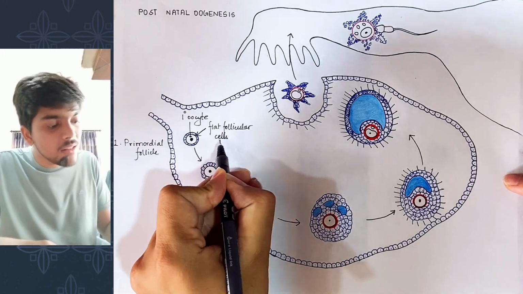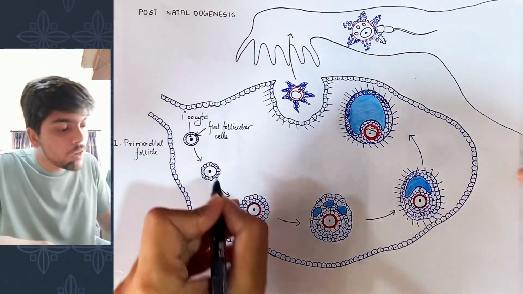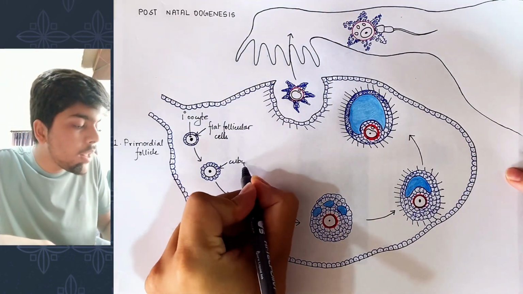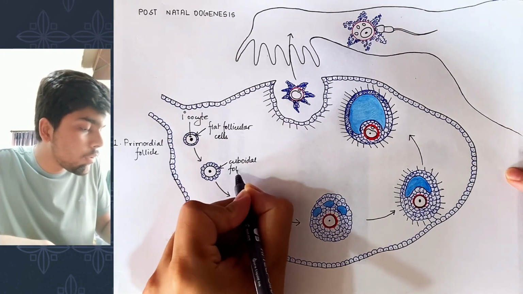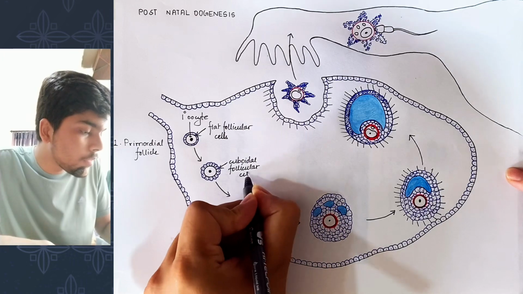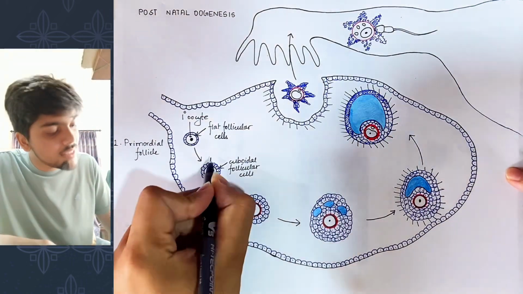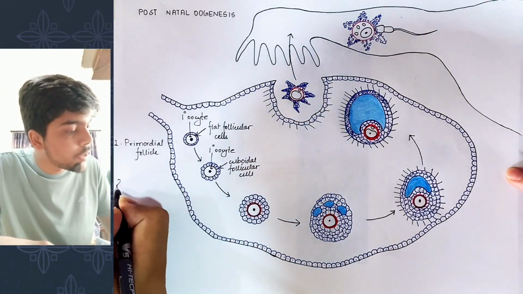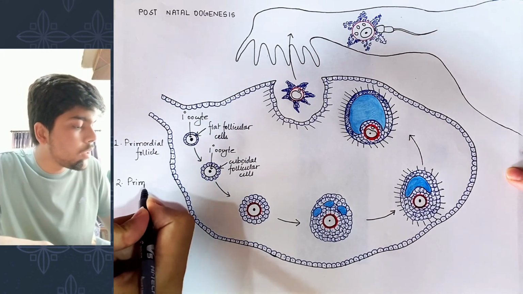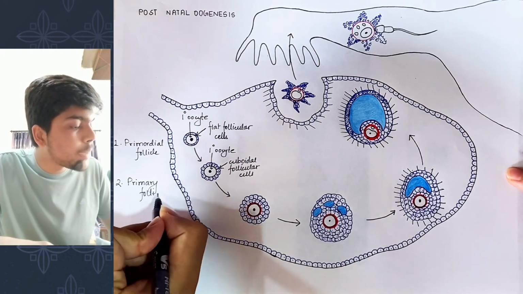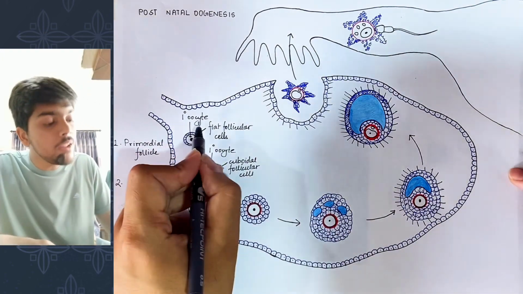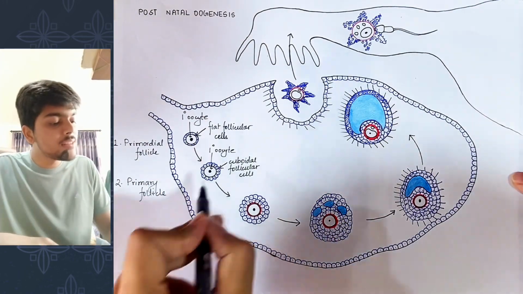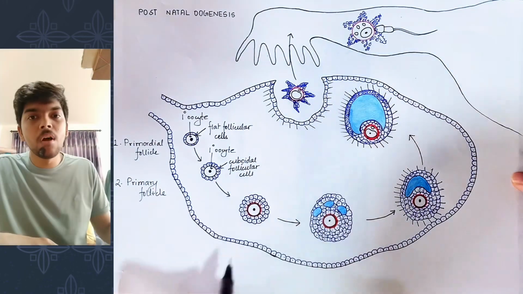Now, the wall covering the primary oocyte contains flat follicular cells in the primordial follicle. These flat follicular cells change their shape and become cuboidal. So they are no longer flat follicular cells. They are cuboidal follicular cells. The oocyte that it surrounds is still a primary oocyte. And this follicle right here, number two, is called primary follicle. So the primordial follicle contains a primary oocyte surrounded by flat follicular cells, while the primary follicle contains the primary oocyte surrounded by cuboidal follicular cells.